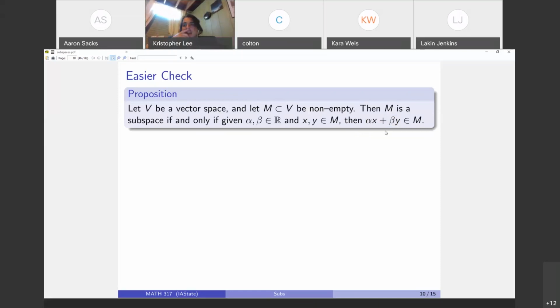And let's note that it's an if and only if, which means we've got two things to do. We've got to prove that if M is a subspace, then it has this property. And then conversely, if you have this property, then you're a subspace.